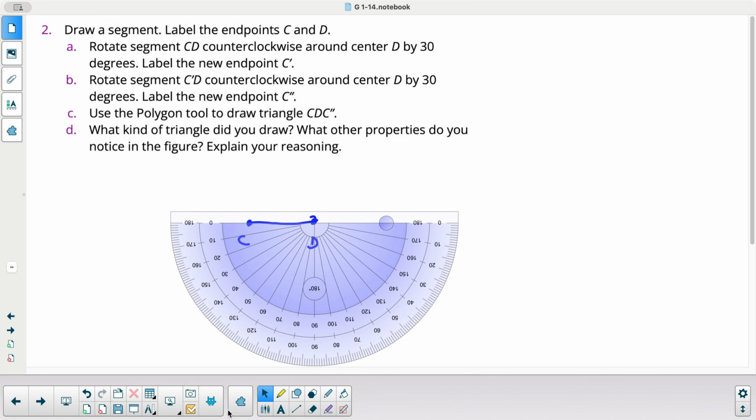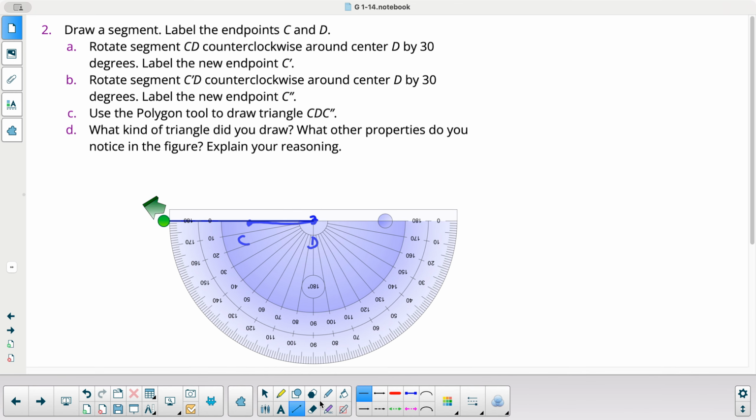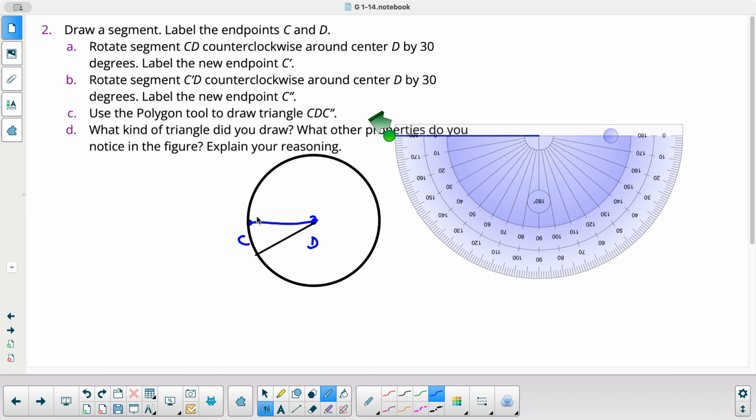So 30 degrees would be like right here. Now I have to make sure that I'm the same length. I kind of ballparked it, which actually ended up working out pretty good because it is the same length. Okay, so I rotated 30 degrees counterclockwise, so it swung right here by 30 degrees, centered at D. Label the new point C prime.